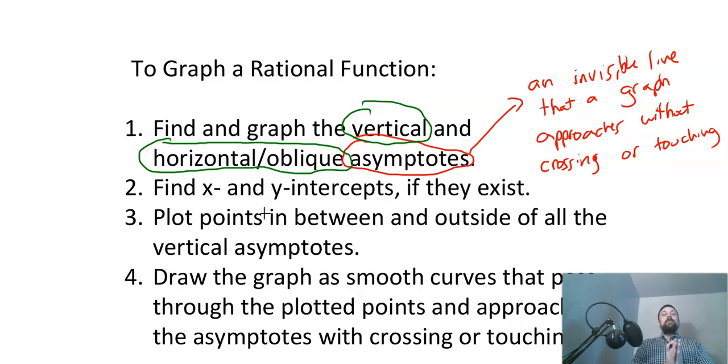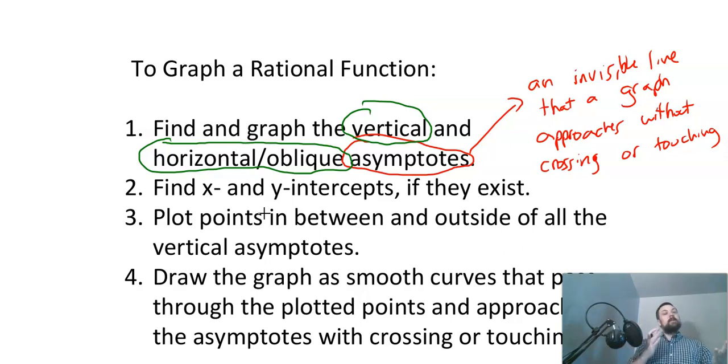But the important thing is you need at least one point in between and outside of all of the vertical asymptotes. Now in the example we just looked at, there's only one vertical asymptote, but you can have more than one. And again, if you have more than one, it chops the graph into more separate pieces. We have to locate where all the pieces of the graph are. Where is the piece of the graph to the left of the vertical asymptotes? Where is the piece to the right? Where is the piece in between these two? To find it, we need points.